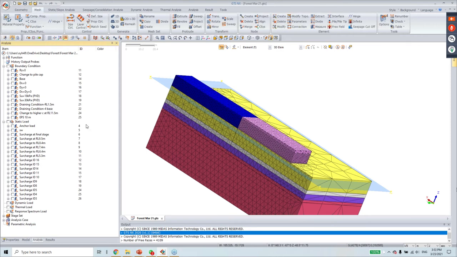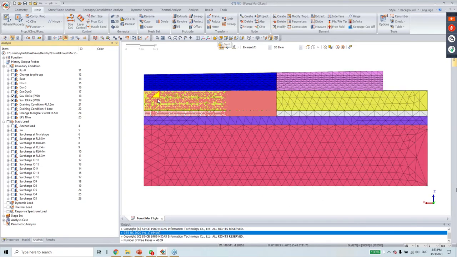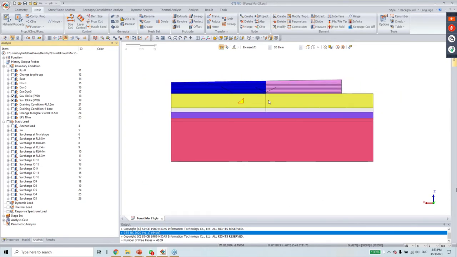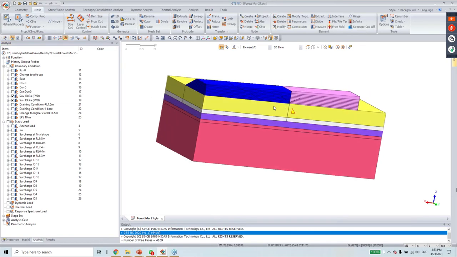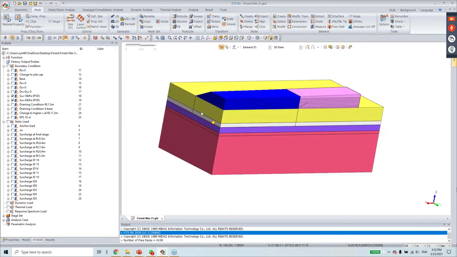For instance, we assign a permeability of 6 times that of the original soft clay to the PVD treated clay below the embankment to simulate the treatment of the PVD.